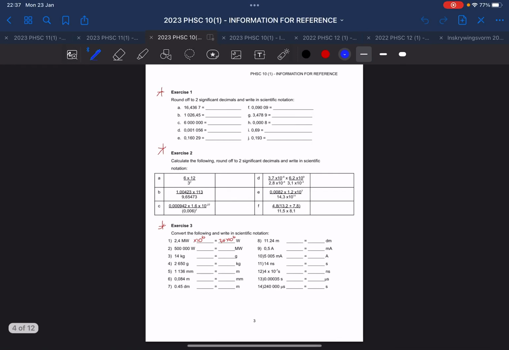Alright, so this homework we will mark together in class to check that you can do it correctly.